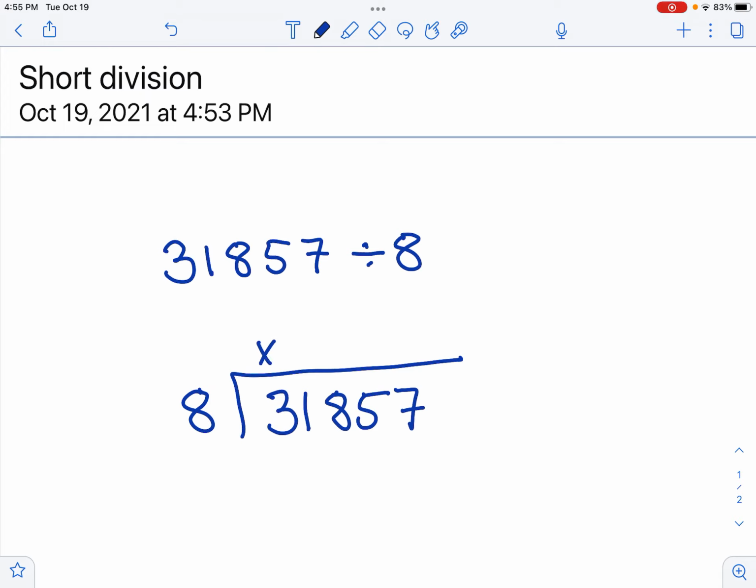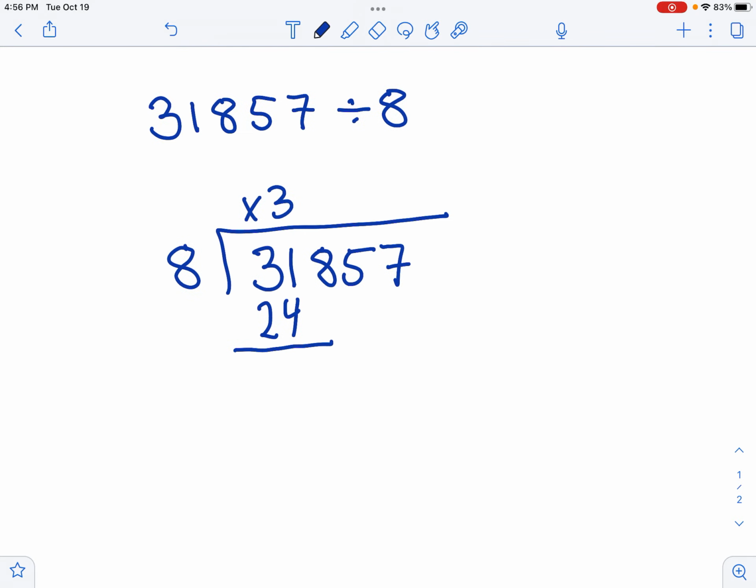8 goes into 31. Let's see, 8 times 3 is 24. 8 times 4 is 32, so we're going to say 3. So 3 times 8 is 24. Then we have to figure out what the remainder is by subtracting. 31 minus 24 is 7, right? Okay, so then we bring down the next value, which is 8. And 8 goes into 78 9 times. 8 times 9 is 72. 8 times 10 is 80, so it's 9. So that's 72, which we subtract and we get 6.